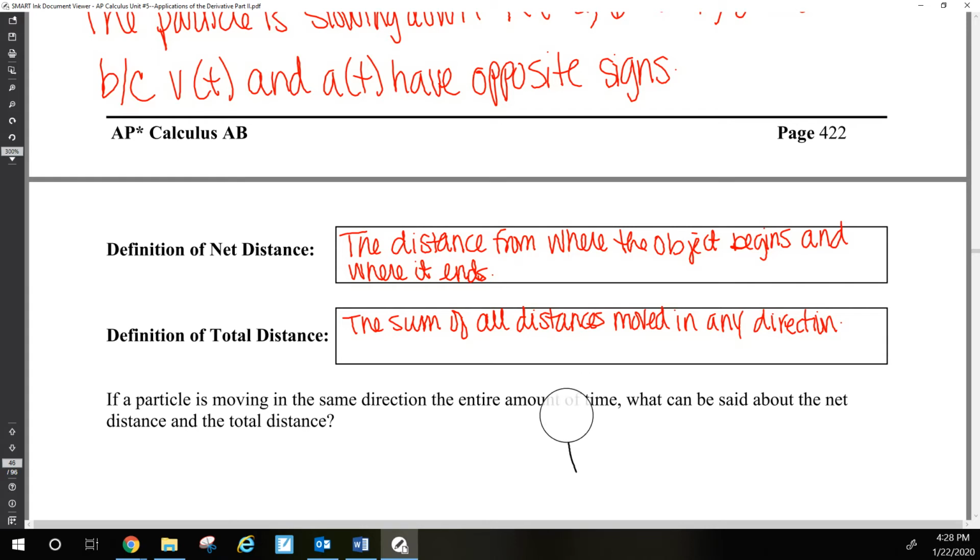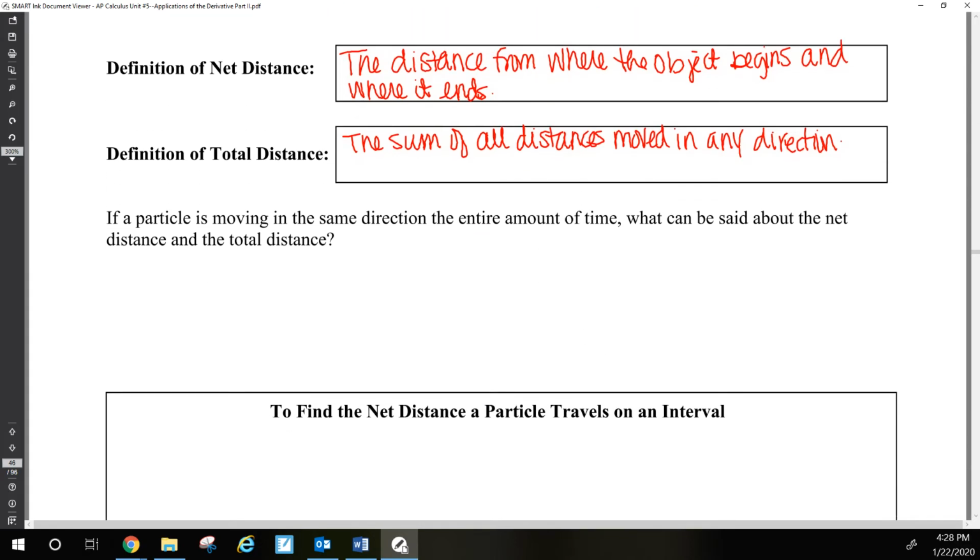All right, so let's think about what that looks like. If I have a particle, and it starts here, and say it moves to the right, moves to the left, moves to the right, moves to the left, and it ends up here, this distance here is going to be my net distance. Even though it moved here, and then here, and then here, and then here, this is my net distance.